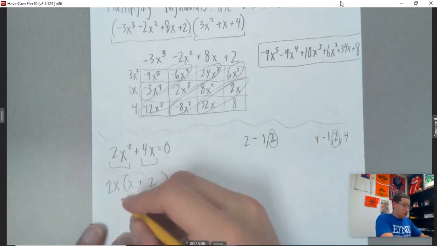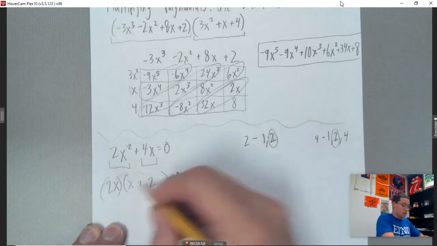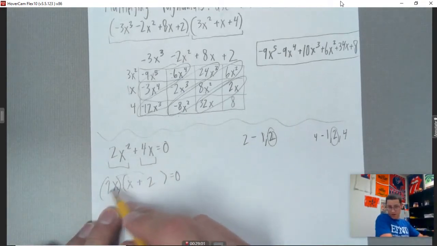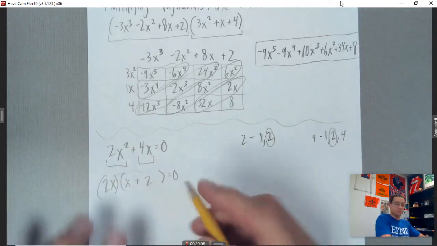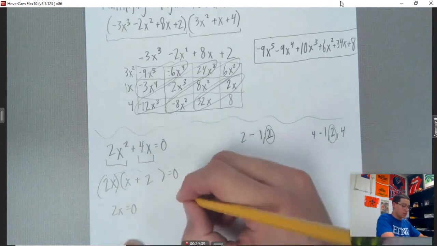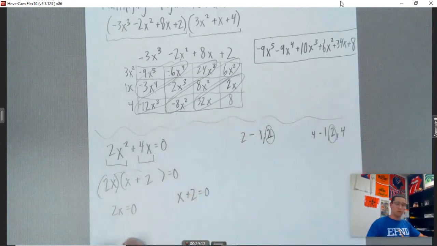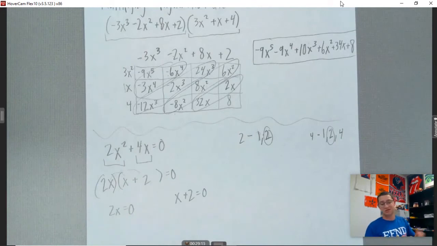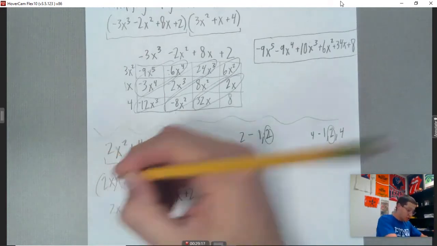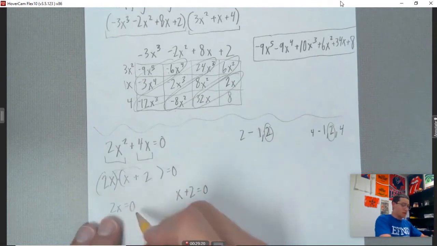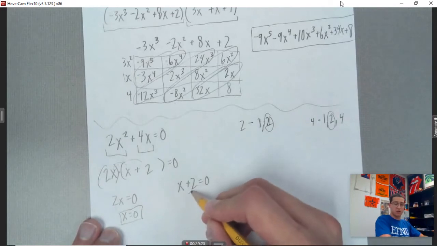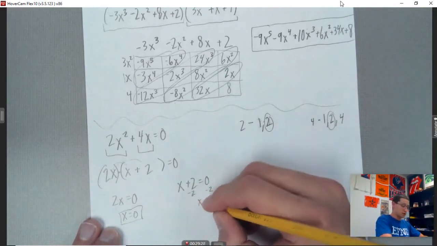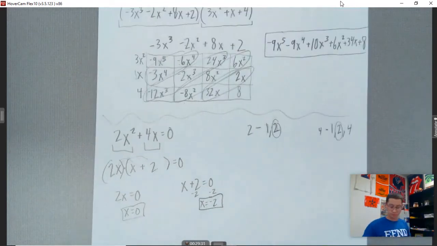Okay, and then from here you split, right? These are each called factors, so it's a factor of 2x and a factor of x plus 2. So I've got 2x is equal to 0, and I've got x plus 2 is equal to 0. Okay, notice the reason we can do this is because they're separated by multiplication in the middle here. Okay, and then if I'm solving, I've got x is 0, and over here, minus 2, x is negative 2. Perfect.